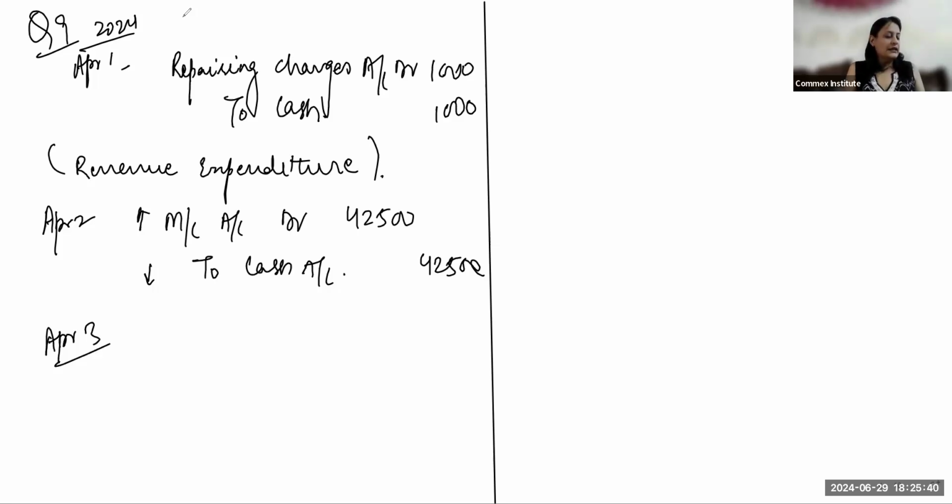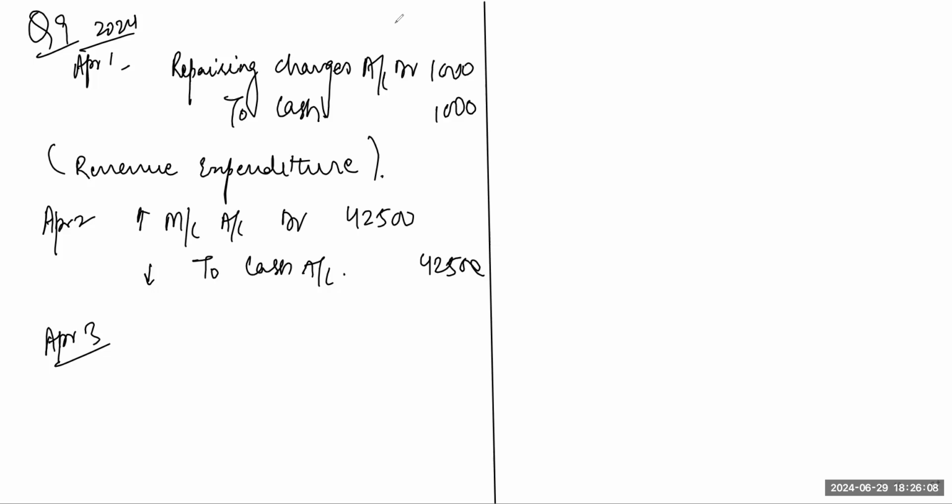After the April 3 entry, freight and carriage on machinery, 2,500. Ma'am, is freight shipping charges? Freight account. And what is freight account? So many times I've told you all, your transportation cost and the taxes, small taxes. Freight account debited 2500 to cash account. Freight account debited 2500.